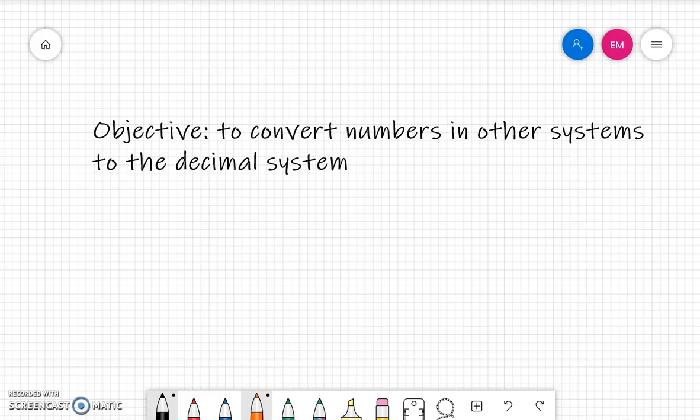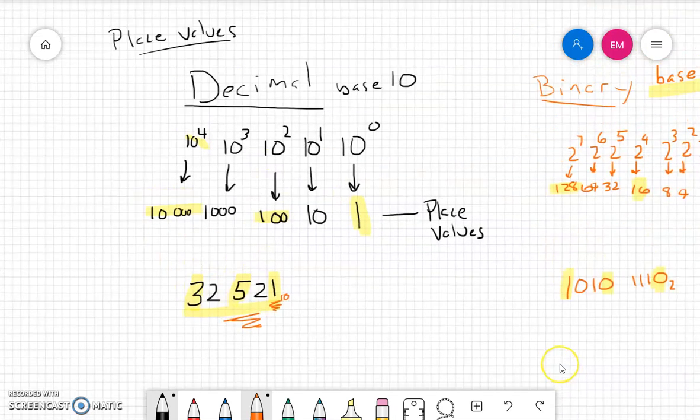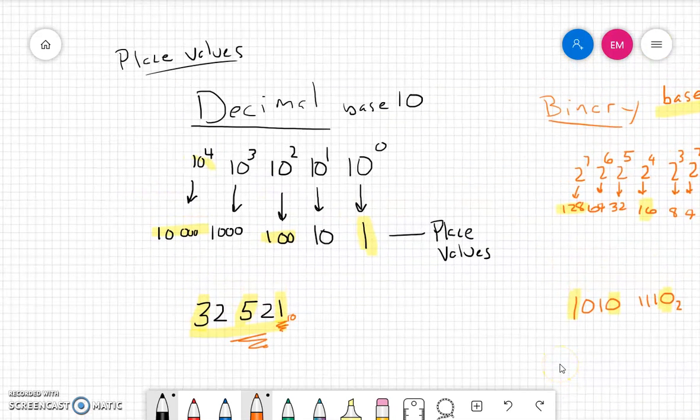Hey there, class. We're here to look at converting numbers from other numbering systems into the decimal system. So that's our goal here today. Now let me remind you of a couple quick things when it comes to place values in different systems.